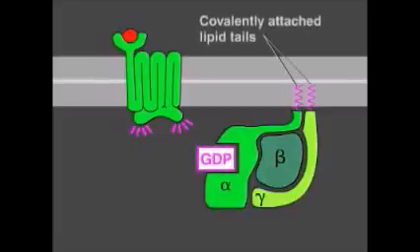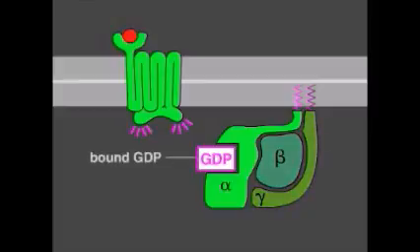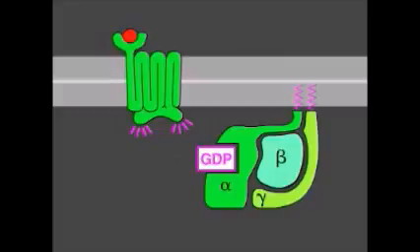As the name implies, a trimeric G protein is composed of 3 protein subunits called alpha, beta, and gamma. Both the alpha and gamma subunits have covalently attached lipid tails that help anchor the G protein in the plasma membrane. In the absence of a signal, the alpha subunit has a GDP bound, and the G protein is inactive.